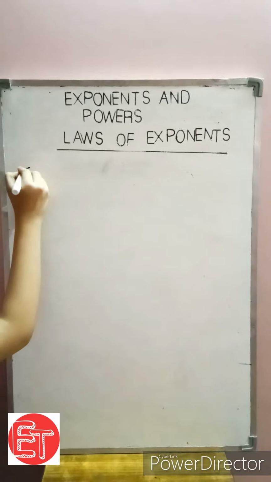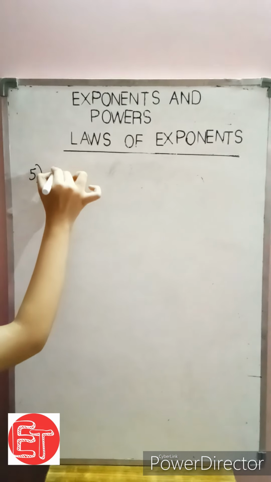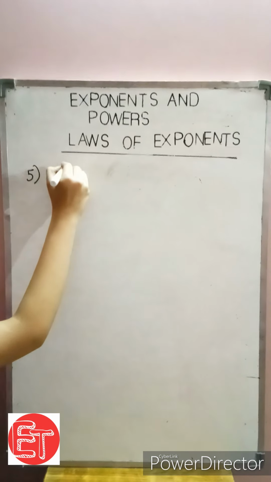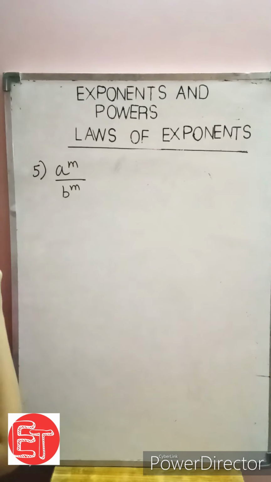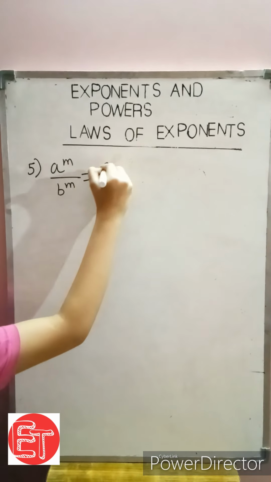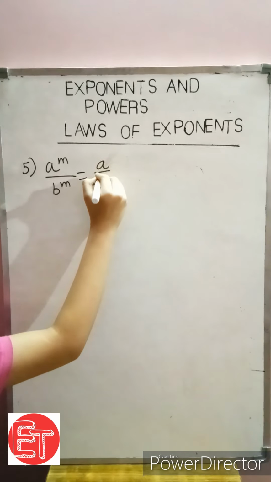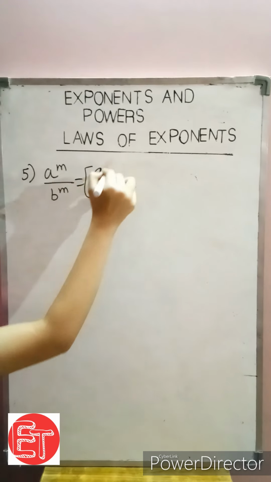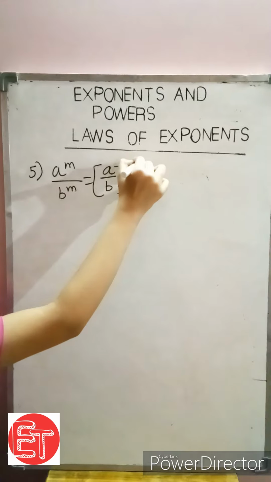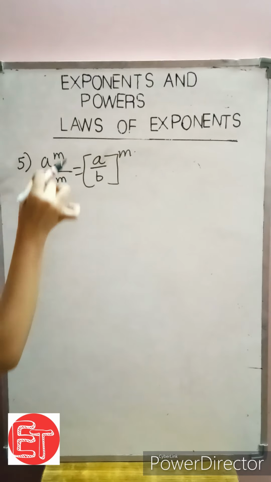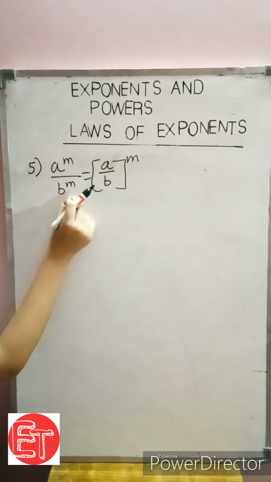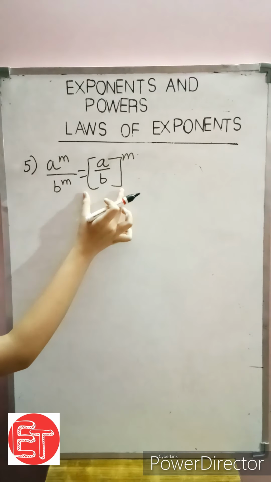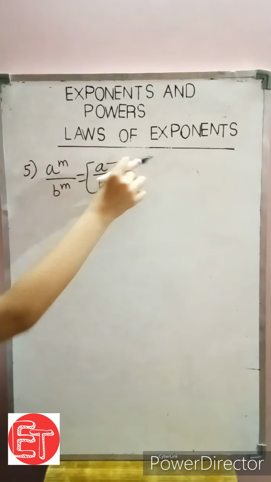So, our fifth law is a raised to the power m upon b raised to the power m will give the result bracket a upon b bracket raised to the power m. Our bases are not same, but our powers are same. So, what we will do? We will take our bases in bracket and then raise to the power m.